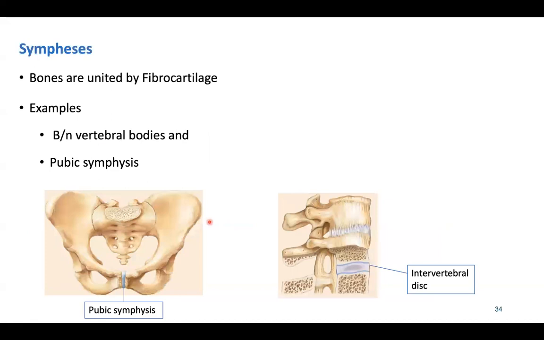The other type of cartilaginous joint is symphysis. In such type of joints, the bones are attached by fibrocartilage. For example, the joint between vertebral bodies and the joint between the two pubic bones are attached by fibrocartilage. So they are examples of symphysis joints, and these are slightly movable joints.